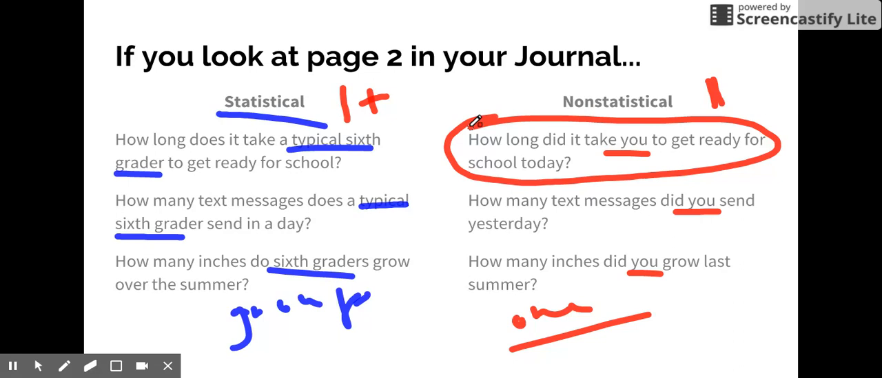One answer. However, if I go over to the statistical, how long does it take a typical 6th grader to get ready for school? When you think about that, now you're talking about 6th graders in general. Does each person in this room get ready in the same amount of time? Chances are no. You might take 5 minutes, but your neighbor might take 30 minutes. And somebody else might take 15 minutes. Now I have more than one answer, making it statistical. Okay, so that's the really big difference between those two things.